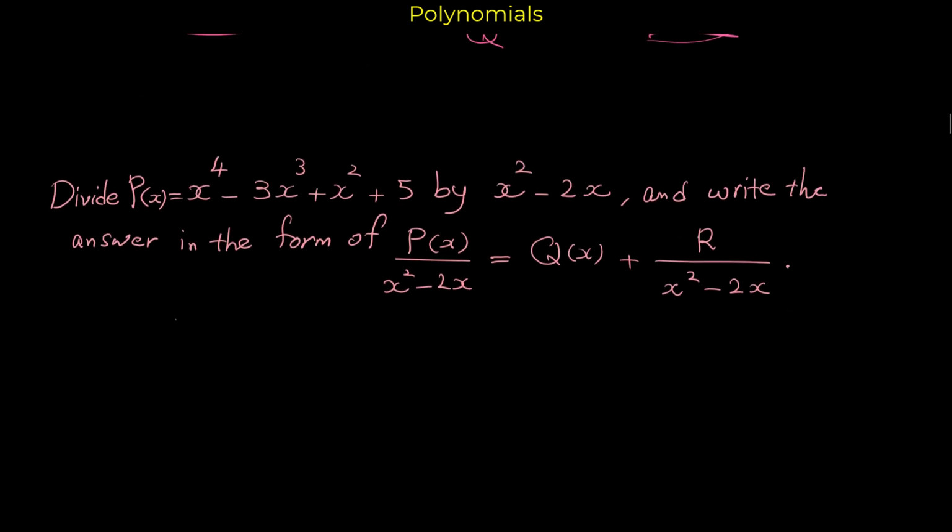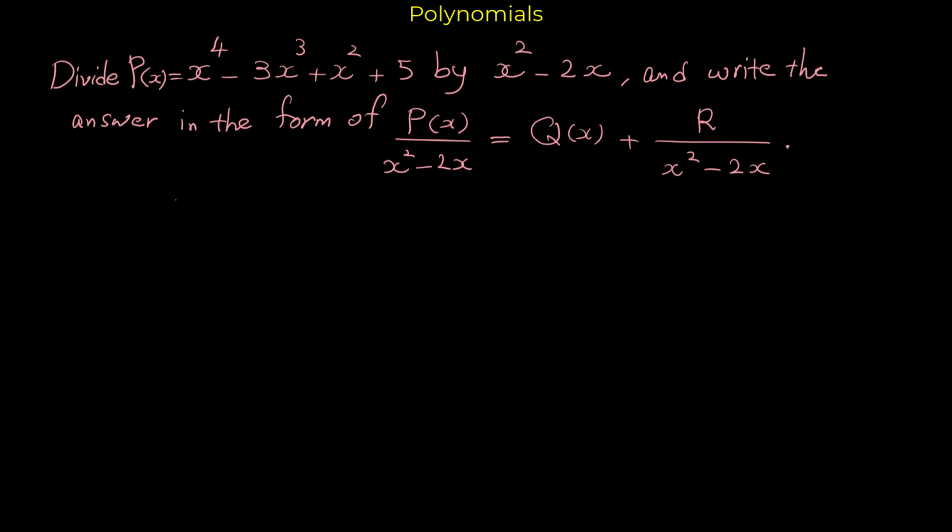Let's do another example. Divide this polynomial x⁴ − 3x³ + x² + 5 by x² − 2x, and at the end write the answer in the form of p, the given polynomial, over divisor x² − 2x, as quotient plus remainder over divisor again. Same process as we did in the previous question.